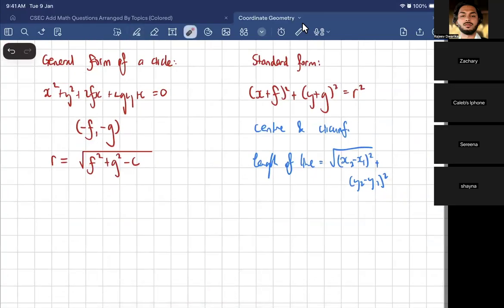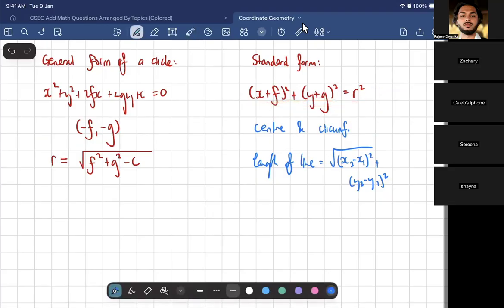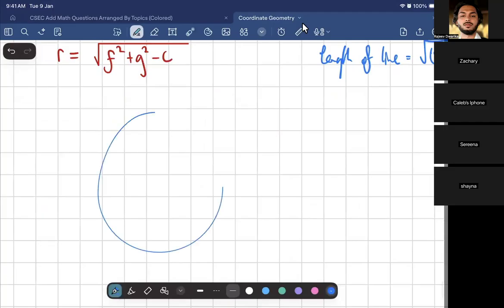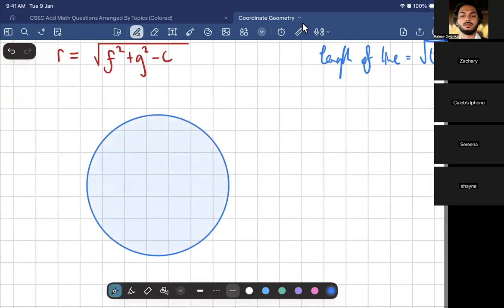Excellent. Question, guys. If I were to expand the standard form, what form would I get? General form. Great. If I have a circle here, so I'm just recapping everything you should know, what would I call this part over here, everything blue? But what would I call that line from the center to the circumference? The radius.